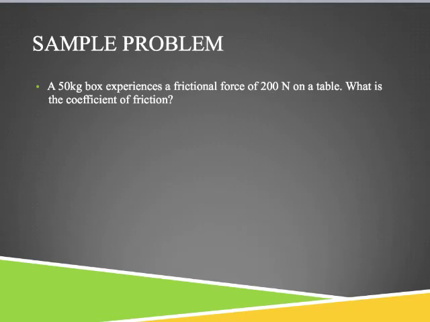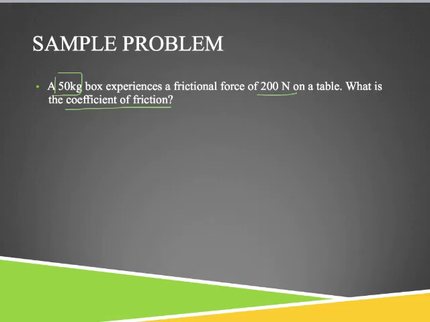So, how you will use this equation in class. Again, most of the time I'm not going to sit there and be really obvious with your forces. You have to work for figuring things out. So here we have a 50 kilogram box experiencing a frictional force of 200 newtons. What is the coefficient of friction?